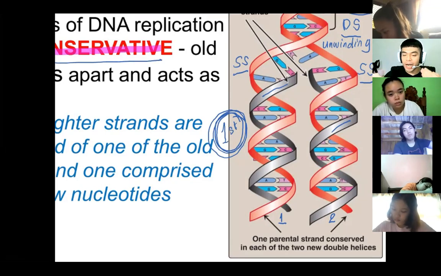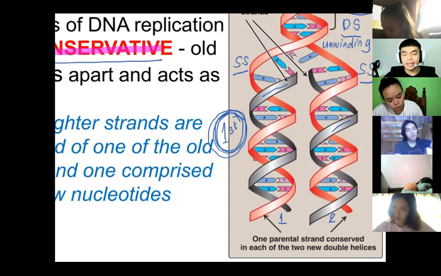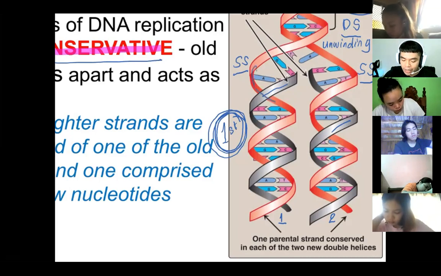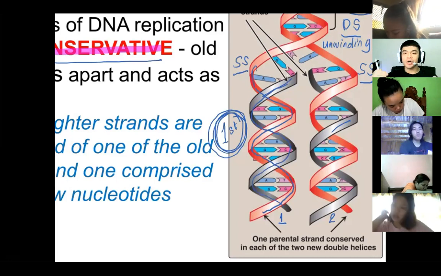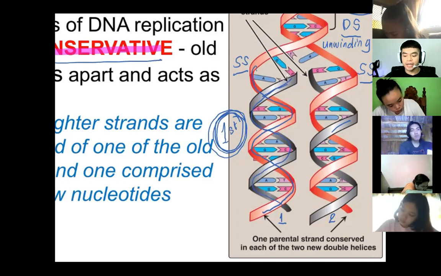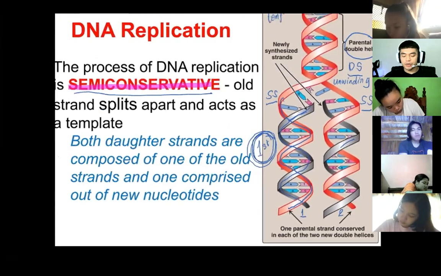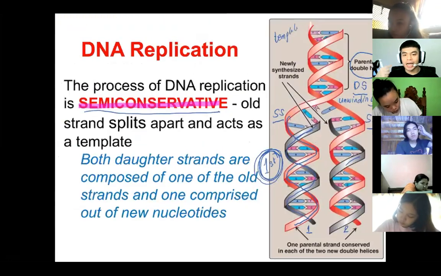When I say half is old, ibig sabihin kalahating side ng daughter strand ay galing sa parental helix, parental. And then yung kalahati ay totally new. So ito yung kalahati, yung color orange or color red, galing pa rin siya sa parental strand, and then yung gray naman, ito yung new strand. Kaya yung product ng DNA, half is old, half is new. Ang tawag doon, semi-conservative. Okay? Kaya siya semi-conservative, may kalahating bago, may kalahating luma.